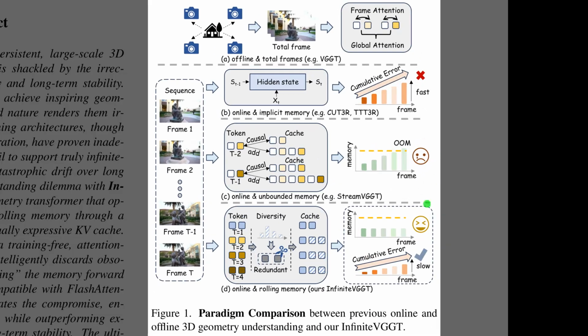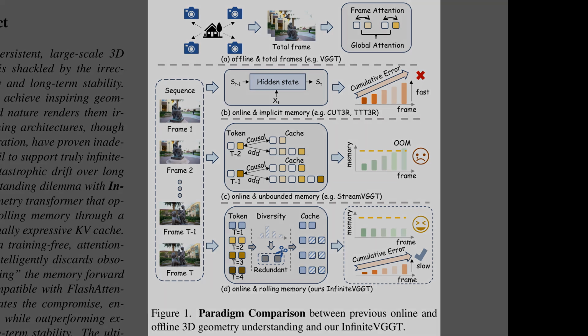Alright, Figure 1 sets the stage by comparing this new architecture against 3 existing paradigms. Panel A shows offline models, which process all frames simultaneously but cannot handle live streams. Next, Panel B depicts online methods using hidden states, where the graph reveals that errors accumulate rapidly over time. Panel C then illustrates unbounded memory approaches, which cache everything until they crash from memory exhaustion. Finally, Panel D presents the solution, InfiniteVGGT, which uses a smart rolling memory to keep resource usage stable and accuracy high.